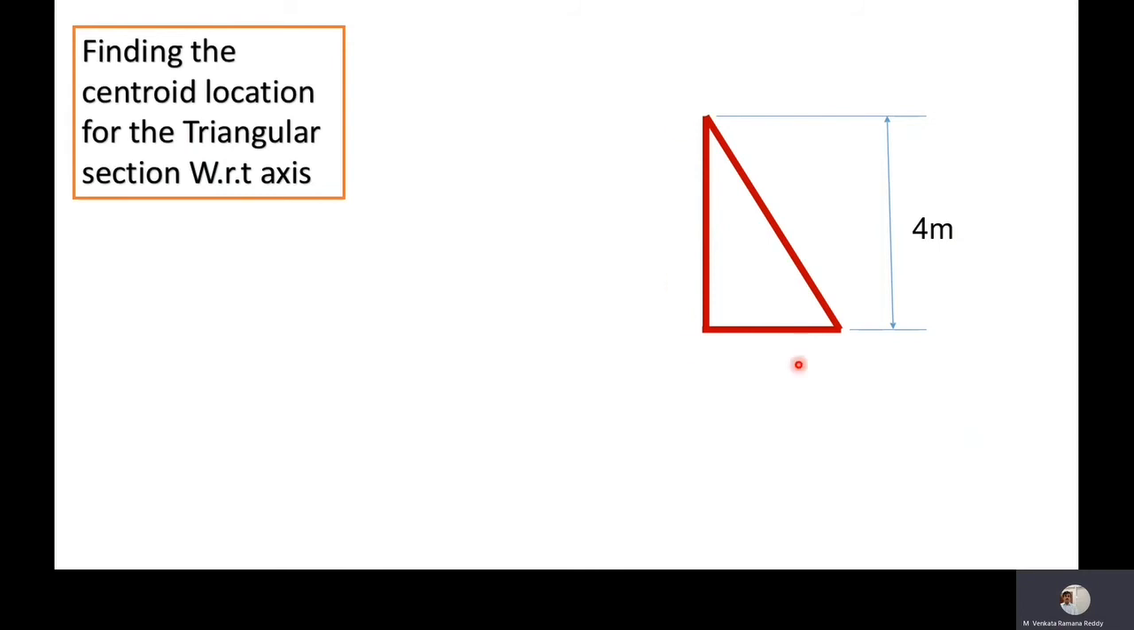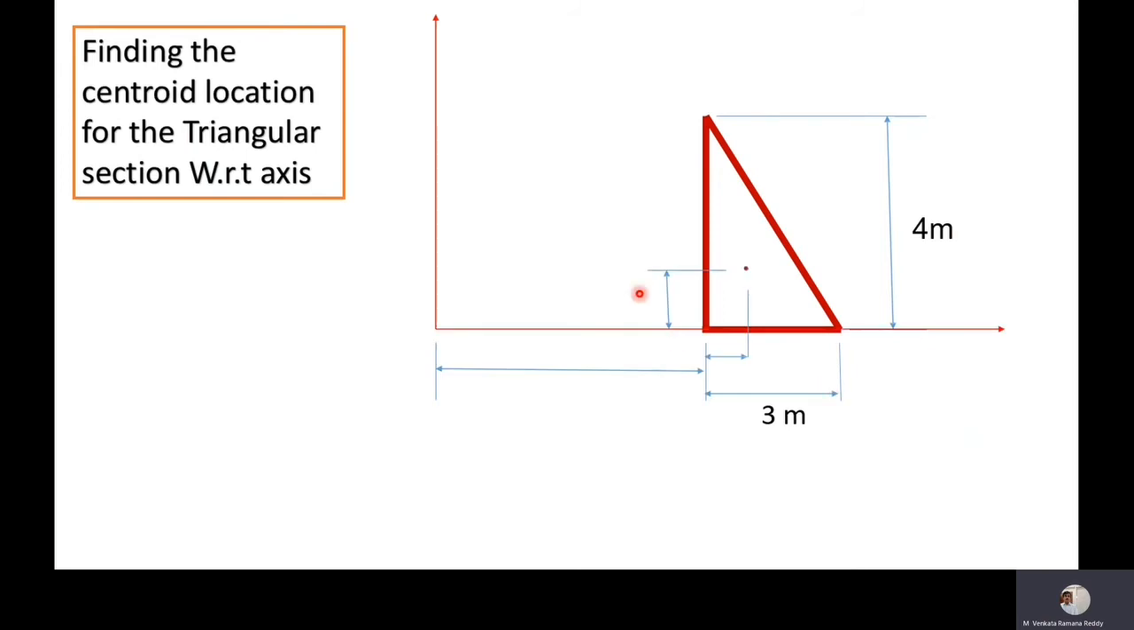So this is the triangle. For this, we have to draw the axis. Triangle measurements are given. So this is the x-axis and this is the y-axis. And then the centroid of this particular triangle is b by 3 comma h by 3, where b is equal to 3, h is equal to 4. So this particular portion value is 3 by 3 and this particular portion value is 4 by 3.